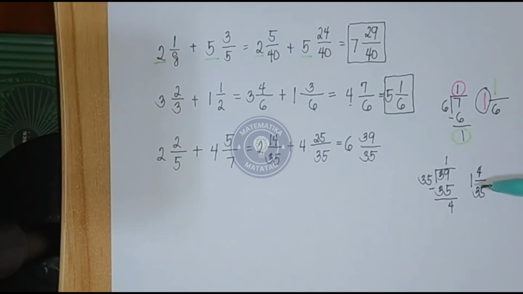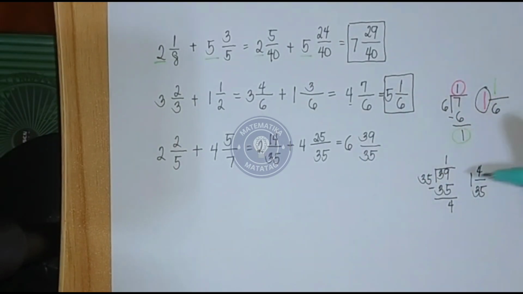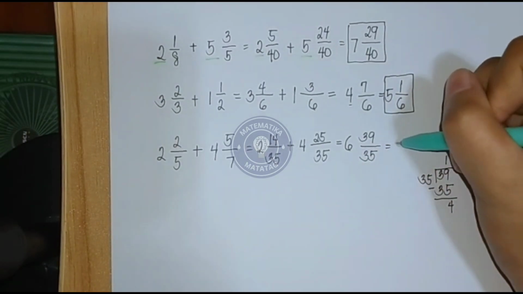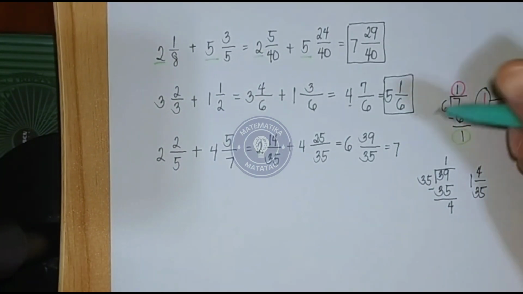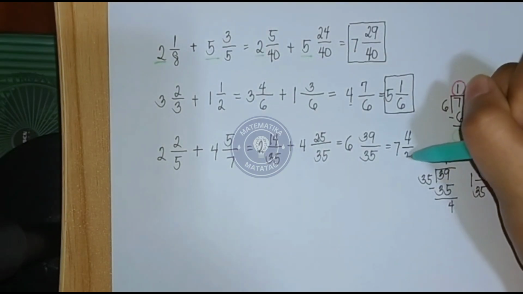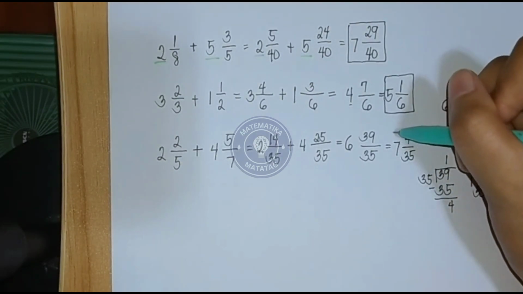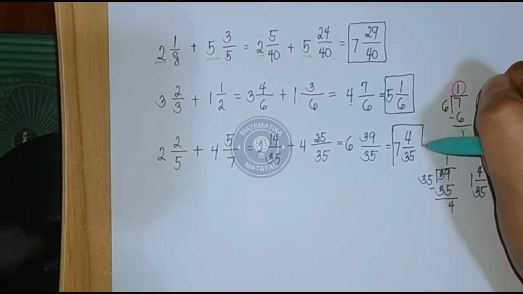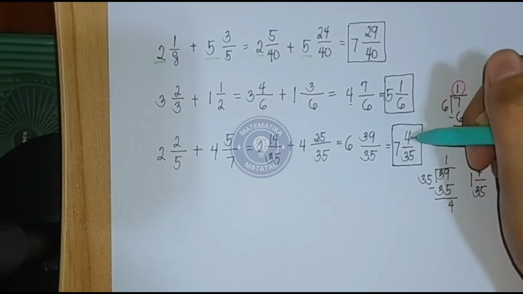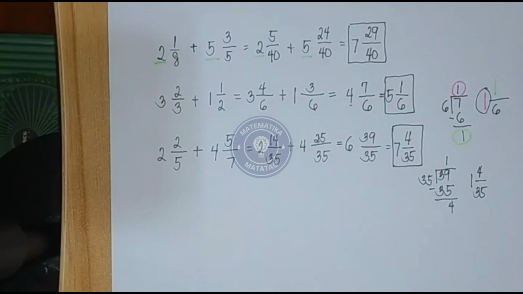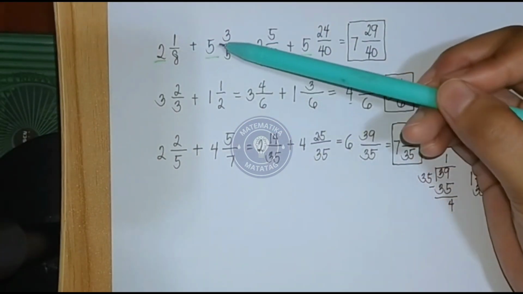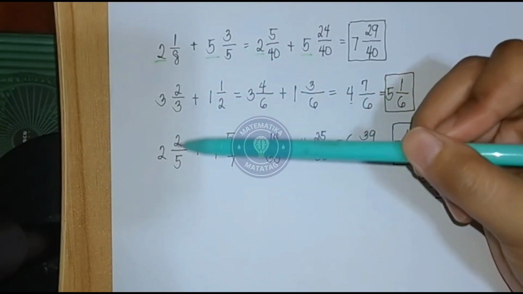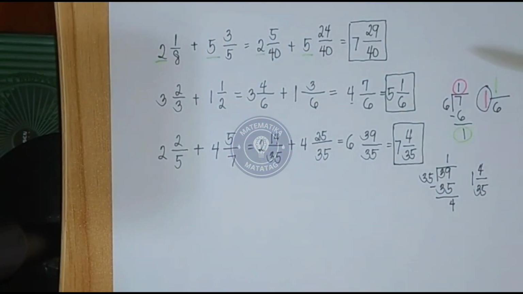So we have here the whole number. Just add this to the whole number here. So 6 plus 1 is equal to 7. And then copy the fraction here, 4 over 35. Therefore, the final answer is 7 and 4 over 35. I hope you learned a lot about how to add mixed numbers with dissimilar fractions. This is easy.